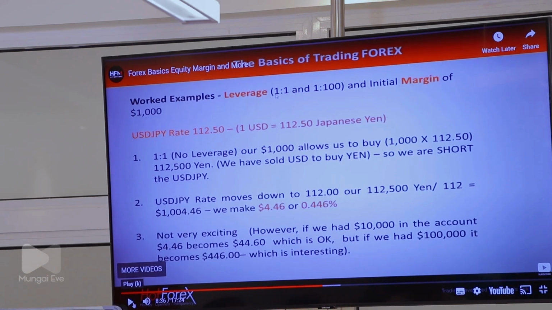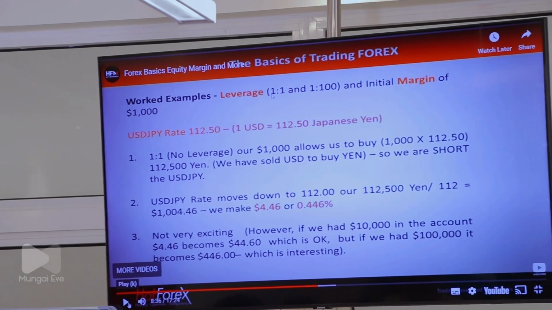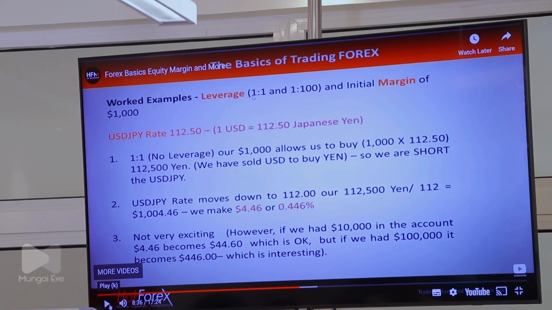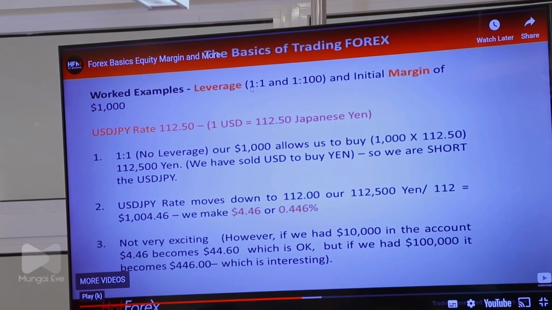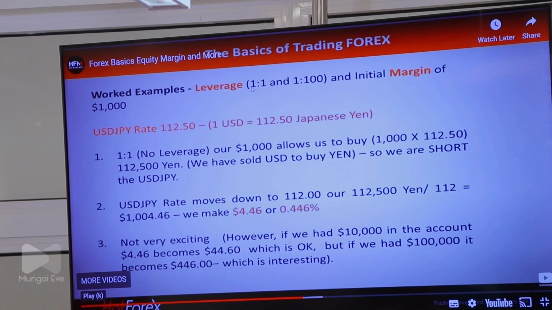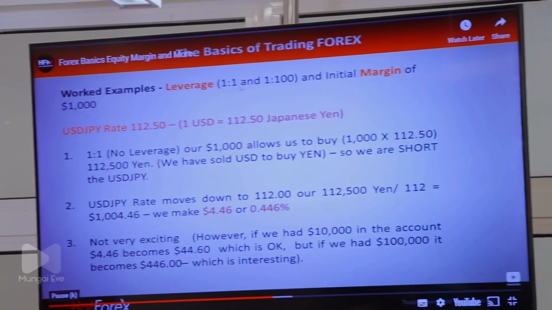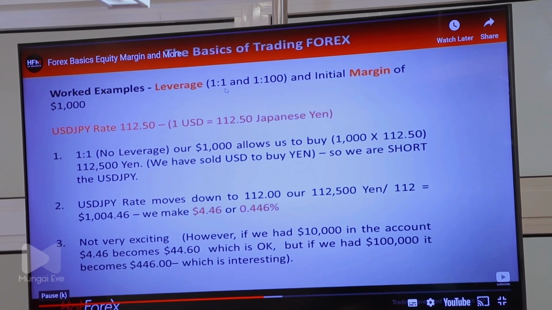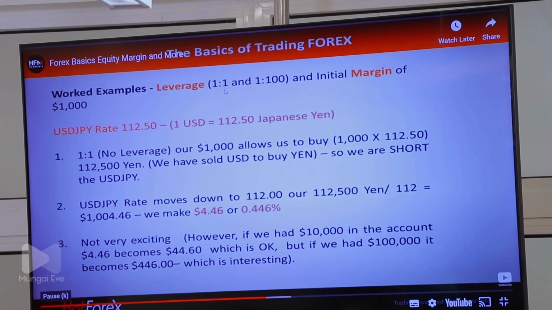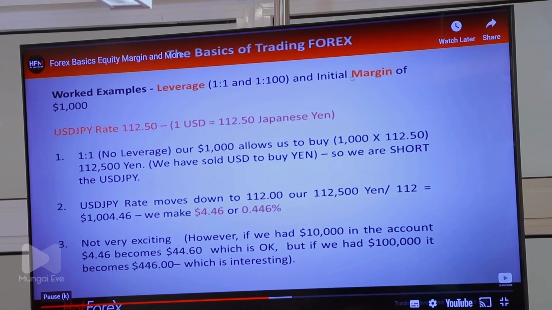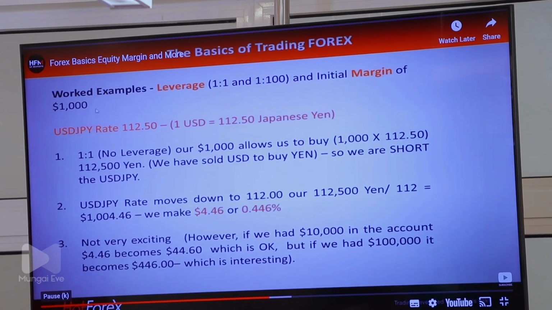So we use two examples here. One where you haven't got any leverage, so we'd call that one-to-one leverage, and one where you've got 1 to 100 leverage. So just watch the next couple of minutes as he talks about this, how leverage helps you take positions and how it can help you make better returns. And this margin of $1,000 is the initial margin deposit in the account.